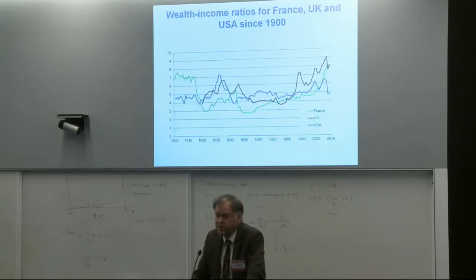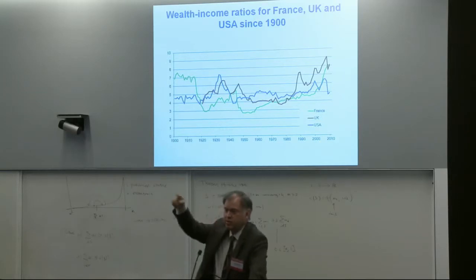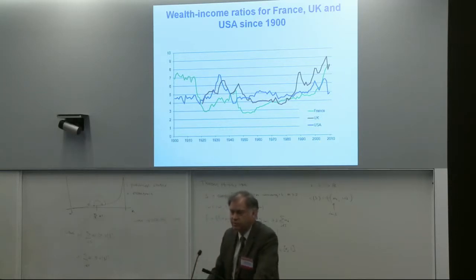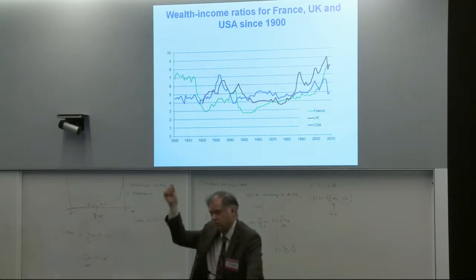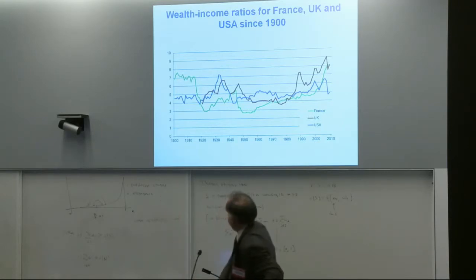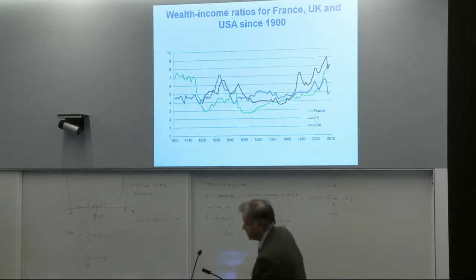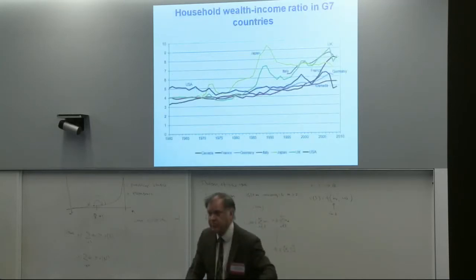This is interesting. It shows wealth income ratios for France, UK, and the US since 1900. The US has wobbled around a ratio of 5. This is the wealth to disposable income ratio. Notice that France and the UK showed a substantial trend increase. And despite the fact they've gone down since the crisis, there's still an upward trend there since about the mid-1980s. And a lot of countries have that.